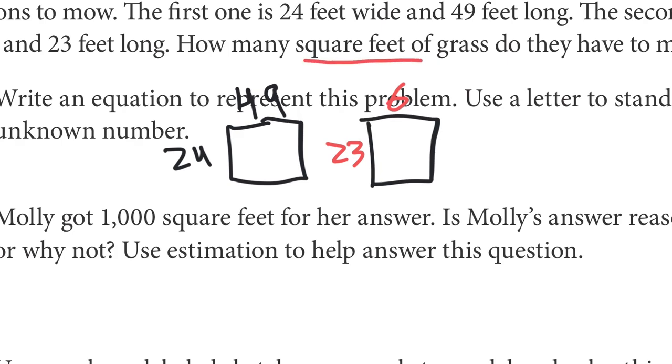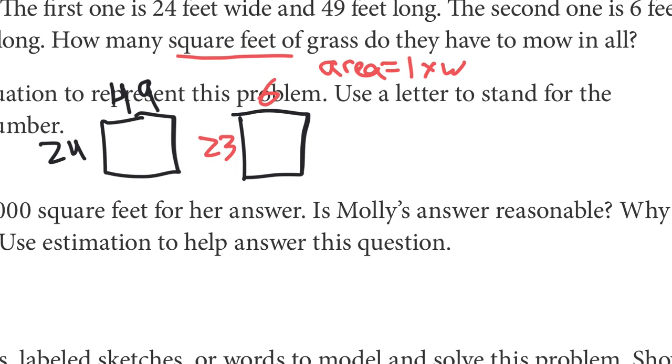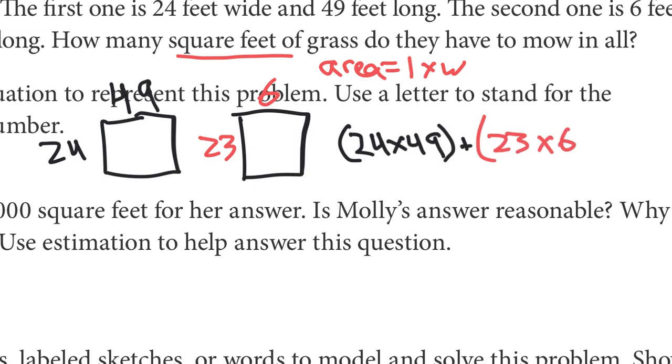Since we're talking about square feet, we know we're talking about area. We know that area is length times width. So what would our equation be? Well, I need to combine the area of this one and the area of this one. If I'm going to combine these, I'm adding them together. The area of the black one is 24 times 49. Since we're combining them, I need to add the red one, which would be 23 times 6.